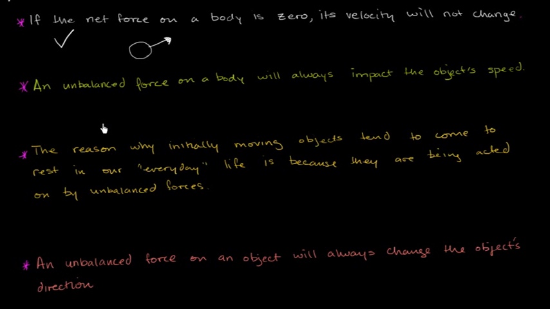Statement number 2. An unbalanced force on a body will always impact the object's speed. And the key word right over here is speed. If I had written impact the object's velocity, then this would be a true statement. An unbalanced force on a body will always impact the object's velocity. That would be true, but we wrote speed here. Speed is the magnitude of velocity. It does not take into account the direction. And to see why the second statement is false, you can think about a couple of things.